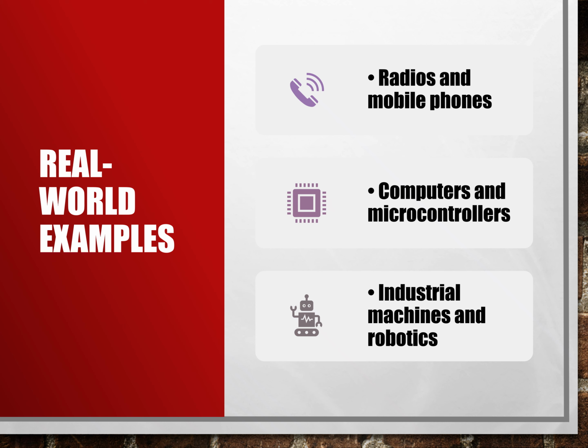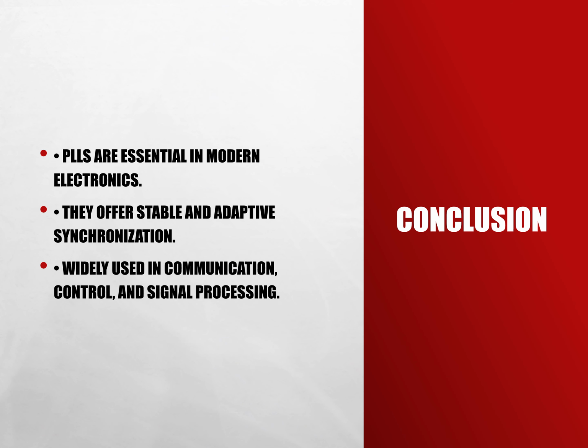To wrap things up, phase lock loops are small but powerful systems used across many industries. They are essential for keeping signals synchronized, clean and stable. From simple tone decoding in phones to complex clock management in processors, PLLs are everywhere. They work silently in the background, but without them, many of our modern electronics simply wouldn't function properly. So even though the concept may be technical at first, understanding PLLs gives us a deeper appreciation for how electronics stay in sync. The end.